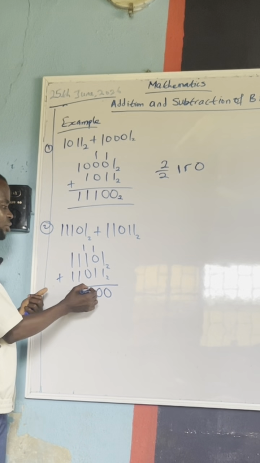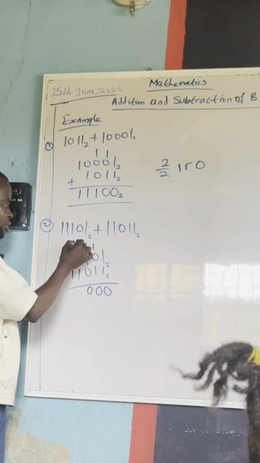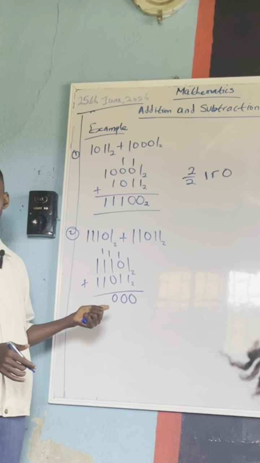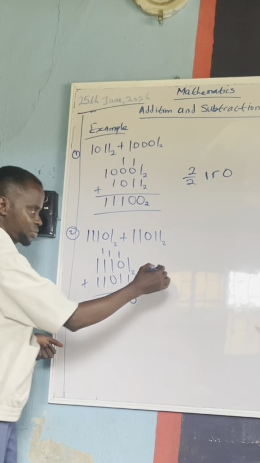So we are going to have what? 0, carry what? 1. Now look at this place. This one is 1, 1, 1. Can you see that? So 1 plus 1 plus 1, that's 3. Write the 3 like this.